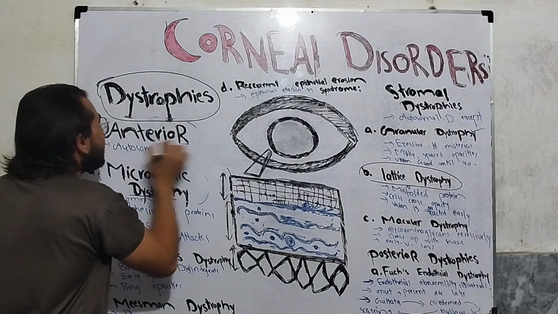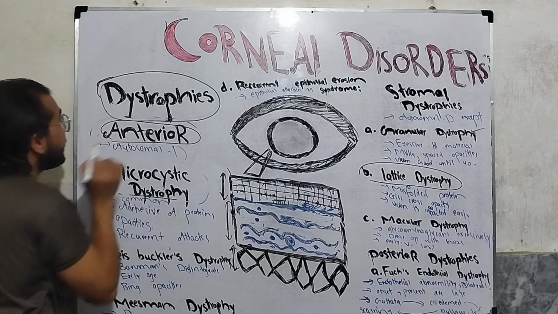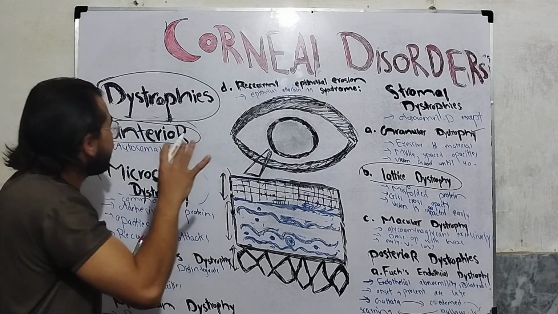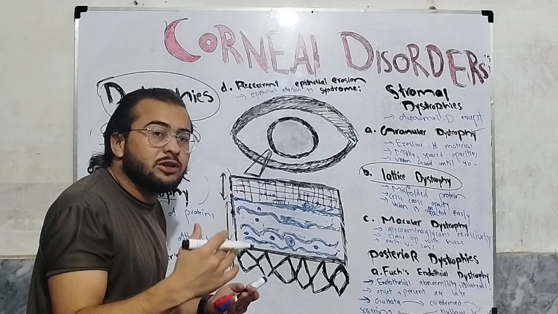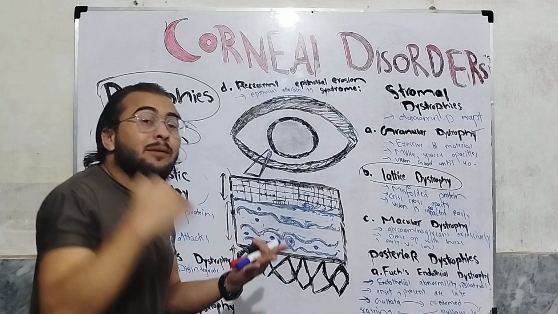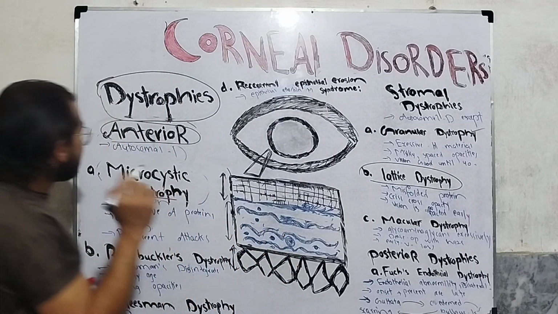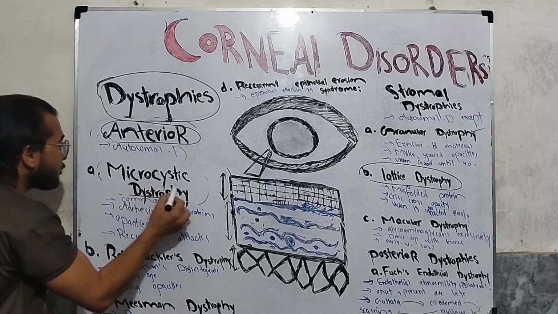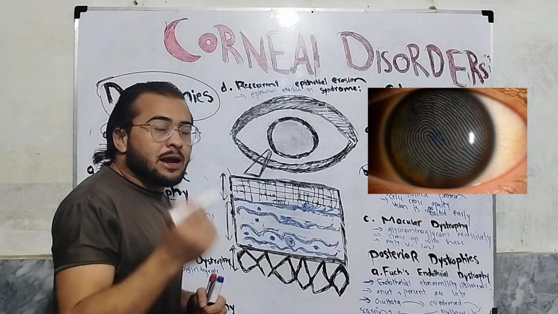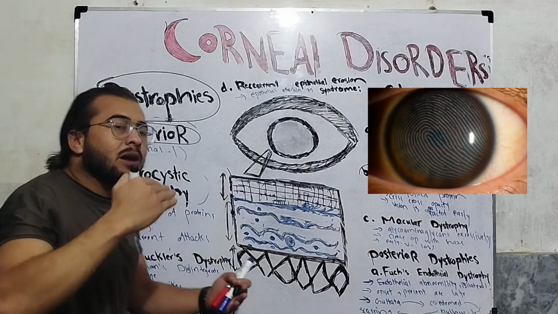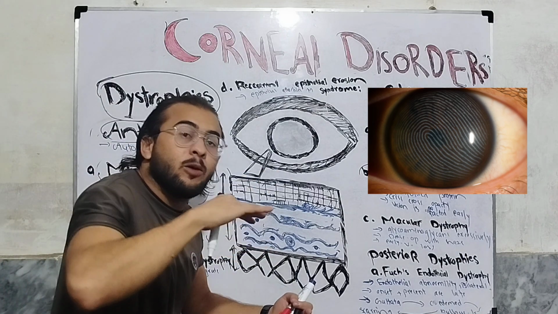The first one is anterior dystrophy. Anterior dystrophies are all autosomal dominant and they require lamellar keratoplasty for their treatment. The first one is microcystic dystrophy. Microcystic dystrophy is the most common of all dystrophies of the cornea.